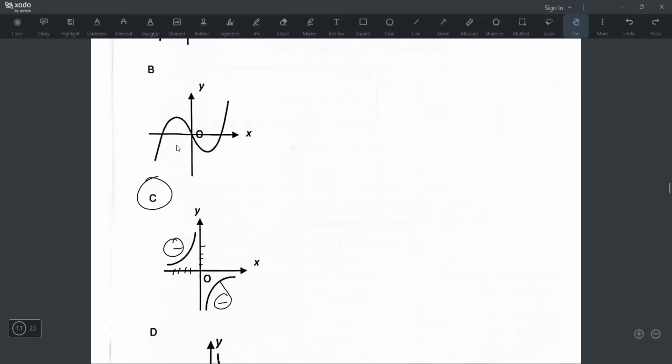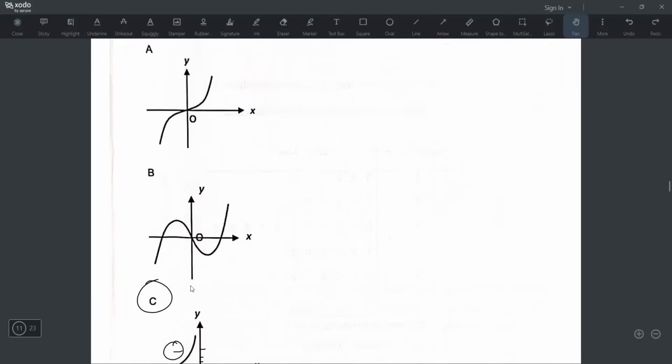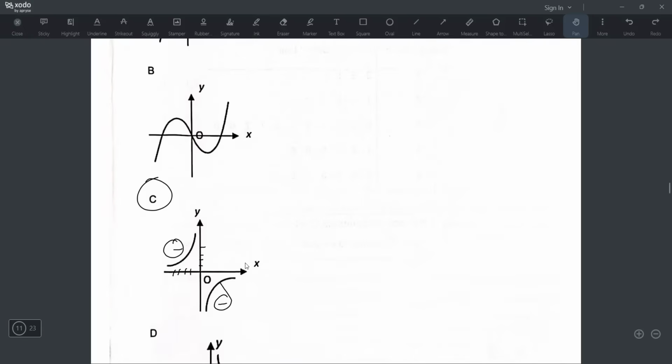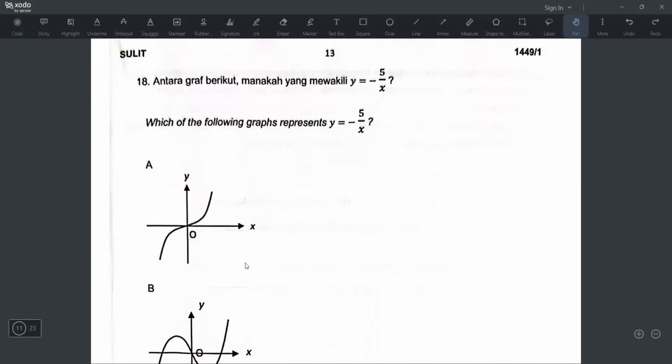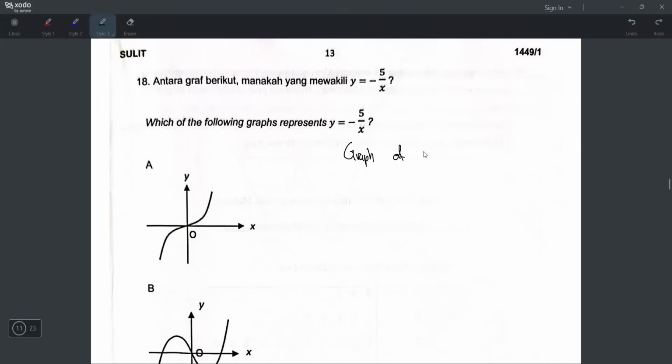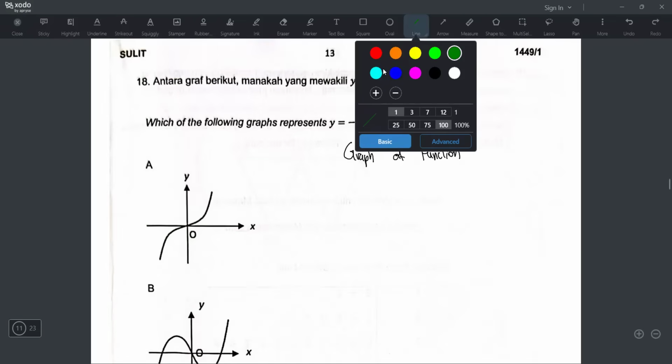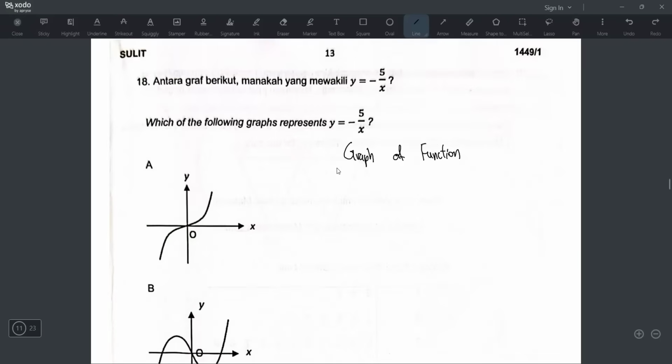I'm assuming that the weak students won't get it if I just do it like that, so I will give you my notes. This is under graph or function. Under graph or function, there are four types of graph that you have to be aware of. You have to make sure you know these four types of graph. So I'll give you my notes now.